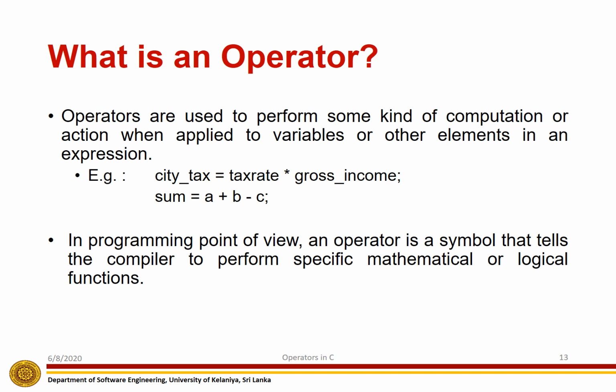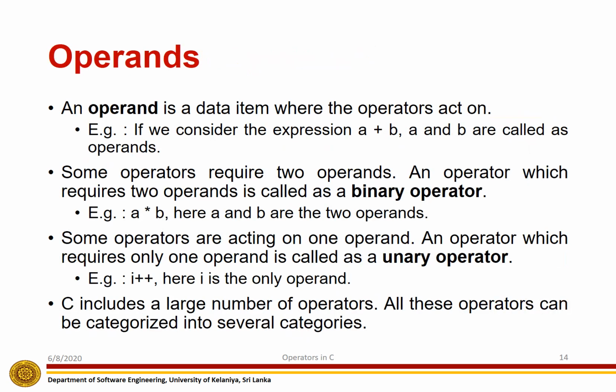From a programming point of view, an operator is a symbol that tells the compiler to perform a specific mathematical or logical function. Operands: an operand is a data item that the operators act on. For example, in the expression a plus b, a and b are operands and the plus sign is the operator.